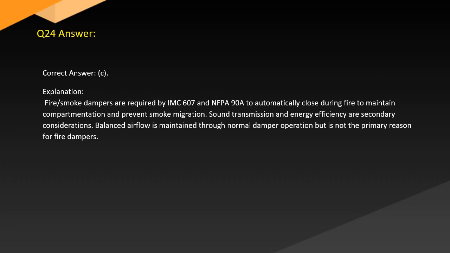Answer. Correct answer, C. Explanation. Fire smoke dampers are required by IMC 607 and NFPA 90 to automatically close during fire to maintain compartmentation and prevent smoke migration. Sound transmission and energy efficiency are secondary considerations. Balanced airflow is maintained through normal damper operation but is not the primary reason for fire dampers.